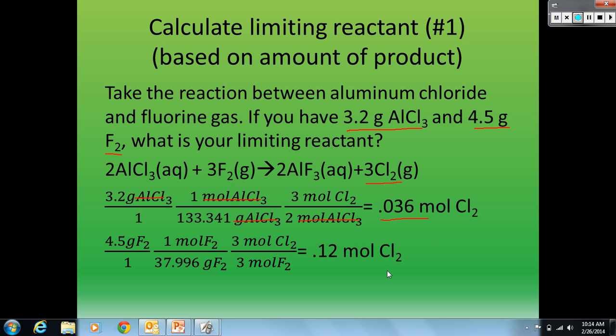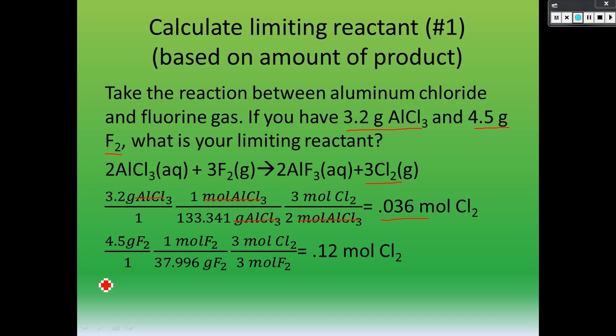So you've got the moles of chlorine gas, and to get there in this case, you are going from your 4.5 grams of fluorine gas. Fluorine gas is 37.996 grams per mole. There are 3 moles of chlorine gas to 3 moles of fluorine gas, which is a 1-to-1 ratio. So certainly you could write 1-to-1 here if you wanted. It's not going to change the result.